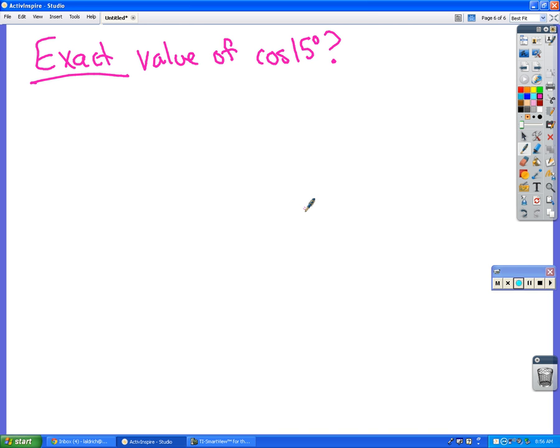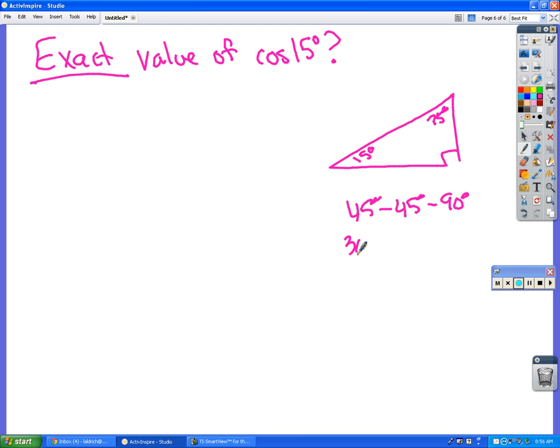Okay? Do you know the triangle that is a 15, 75, 90? No, me either. Okay, what are the ones we know? We know 45, 45, 90, and we know a 30, 60, 90. So these are the angles that we can choose from. Is there a way that you can combine those by either adding or subtracting to get a 15-degree angle?